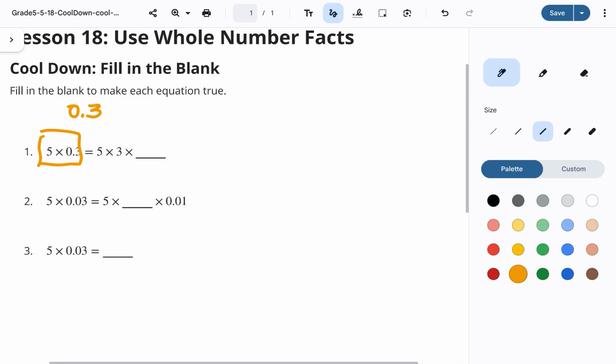So what place value position do we have in this particular factor? We have a tenths place. And a tenths place is, of course, 1 after the decimal point.